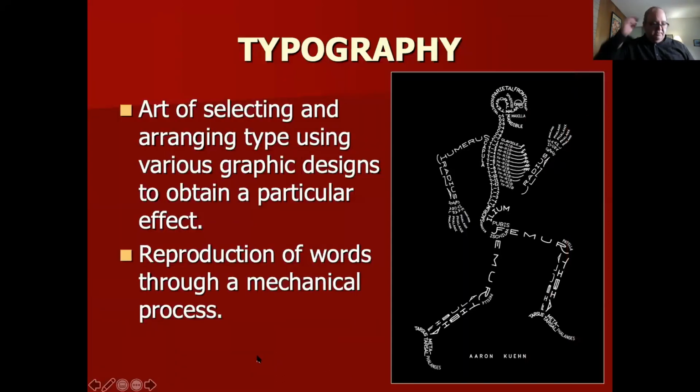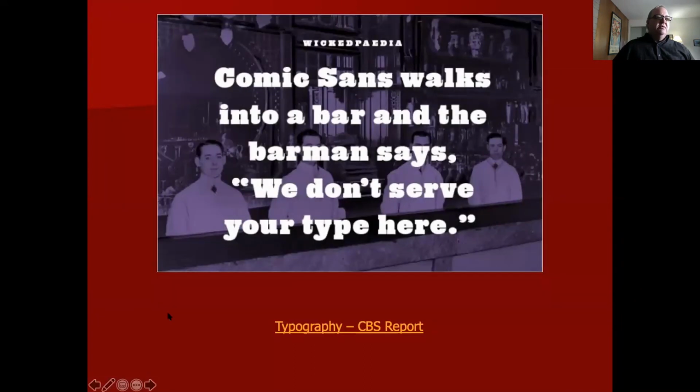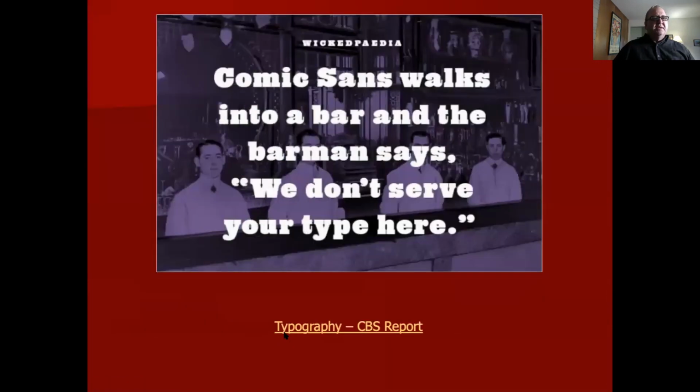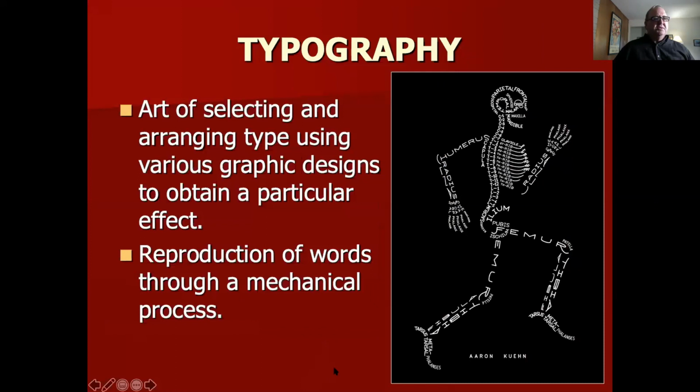So typography. Typography is the art of selecting and arranging type using various graphic designs to obtain a particular effect. And it also refers to the actual reproduction of the words through a mechanical process. So you have the artistic aspect of it here, and you have the more technical aspect of it there.